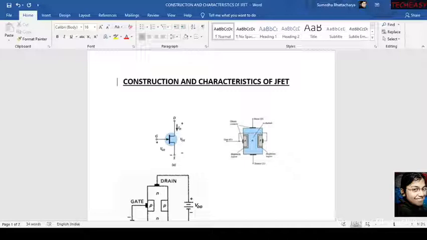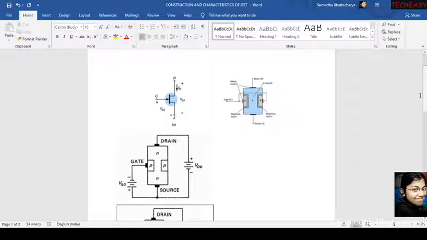So first of all, JFET means junction field effect transistor. Here you can see that this is the symbol, right? Just look at the pointer I am showing. This is the symbol of any FET, but it is for JFET. You can consider that.